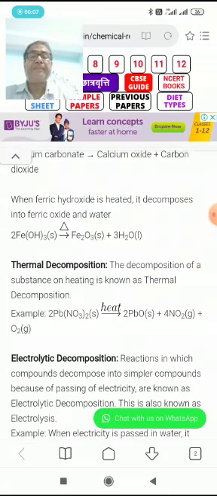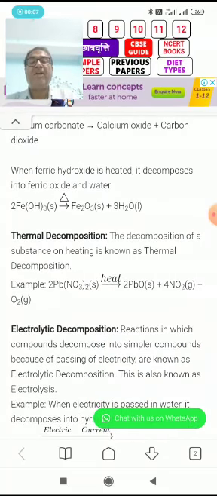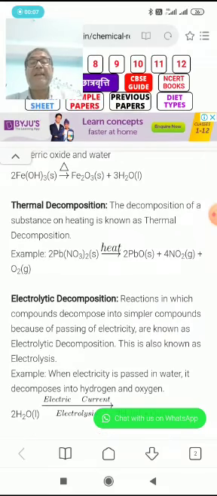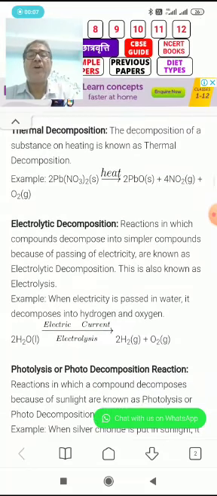Thermal decomposition reaction takes place in the presence of heat. That is, if the decomposition of a substance takes place on heating, it is called thermal decomposition. Example, when we heat calcium carbonate, we get calcium oxide and carbon dioxide. Similarly, when we heat ferric hydroxide, we get ferric oxide and water. Here, one substance upon heating decomposes into two substances. So, they are examples of thermal decomposition.